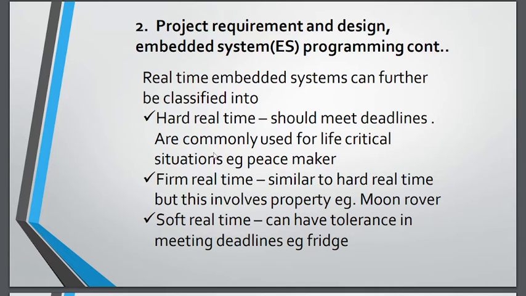Let's talk about real-time. Real-time embedded systems can be further classified into hard real-time, which should meet deadlines, and they are commonly used for life-critical situations, e.g. pacemakers in hospitals. Then we have firm real-time, similar to hard real-time, but they mainly involve property. Example, moon rover. Then we have soft real-time. They can have some tolerance in meeting their deadline. For example, a fridge.